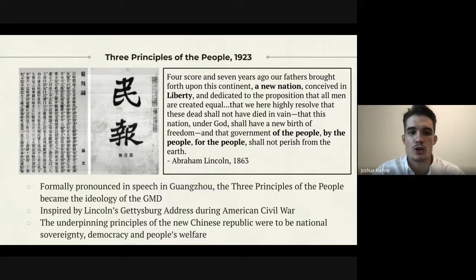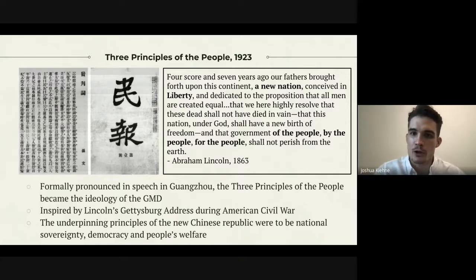And so the new principles for the GMD would be national sovereignty, democracy, so this idea of by the people, and people's welfare. So for the people, that would be focusing on their livelihood. And national sovereignty, obviously of the people, would be based on Chinese nationalism. So there's a lot of similarities between this.